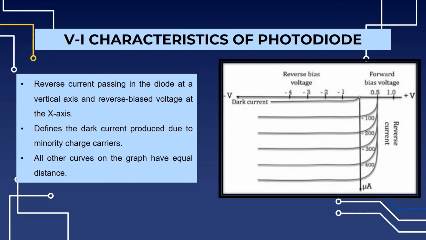In this figure here, we can see the VI characteristic curve of a photodiode. In this graph, the vertical axis denotes the reverse current passing in the diode and the x-axis denotes the reverse bias voltage. The first curve on the graph defines the dark current produced due to minority charge carriers without light. All other curves on the graph have equal distance among them due to the constant increment in current with the movement in luminous flux.